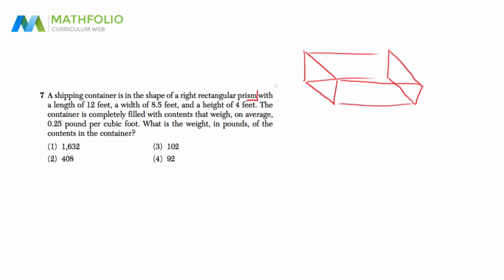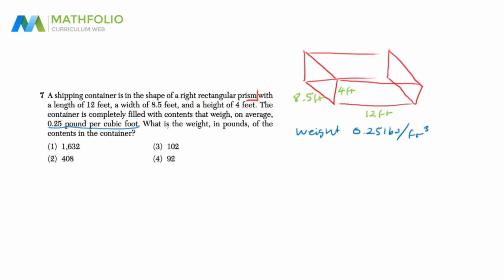Now it says that it has a length of 12. So let me just change color for a second. It has a length of 12 feet, a width of 8.5 feet, and a height of 4 feet. It says the container is completely filled with contents that weigh on average 0.25 pounds per cubic feet. So let's write that. So this is where it's really important. On average, 0.25 pounds per cubic feet. So the weight, 0.25 pounds per cubic feet, which we can write like this.